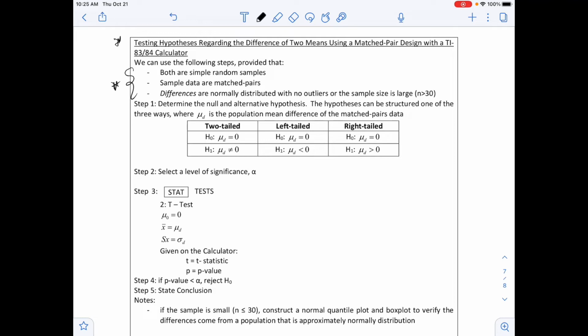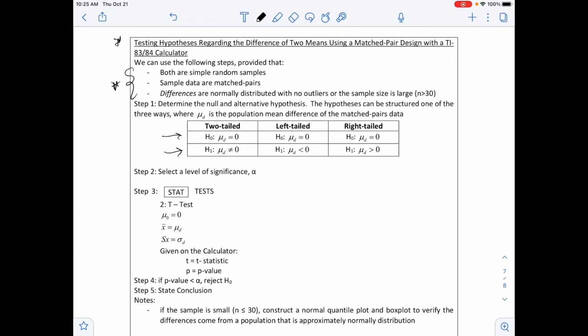Step 1 is determining the null and the alternative hypotheses. And the hypotheses can be constructed one of three ways. Notice that we're using mu sub d, and this is going to be the mean difference in the matched pairs data. The reason why we can find this is because that data is dependent, versus what we looked at before where they were independent. So subtracting these would have some kind of meaning to us. If you look at your null, that difference in the mean is going to be 0 for all of these, and then your alternative hypothesis is going to depend on if it's a two-tailed, left-tailed, or right-tailed test.